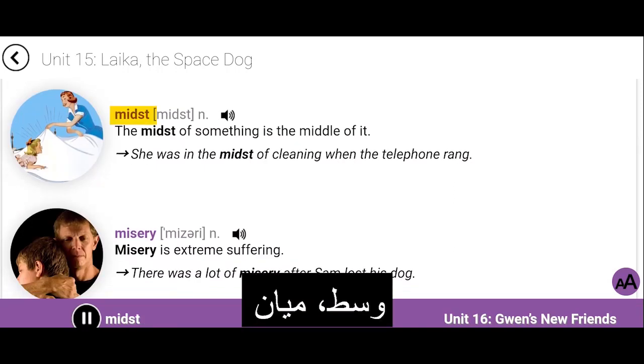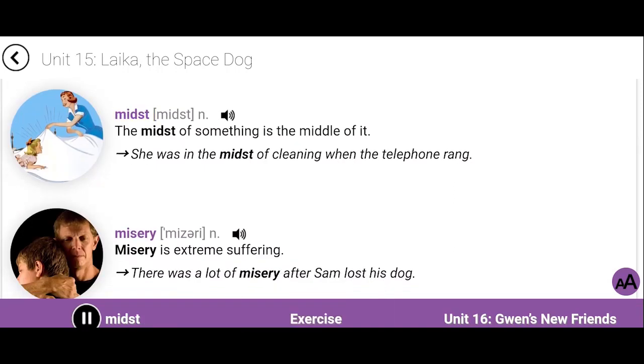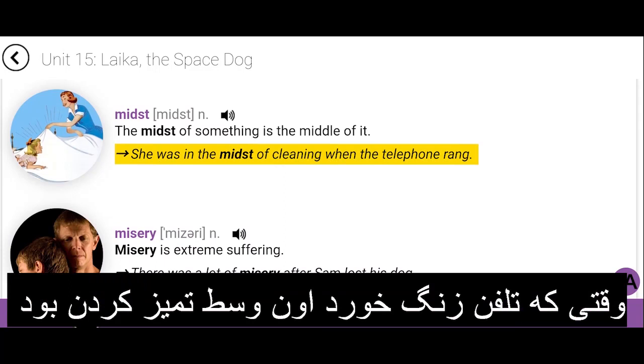Midst. The midst of something is the middle of it. She was in the midst of cleaning when the telephone rang.